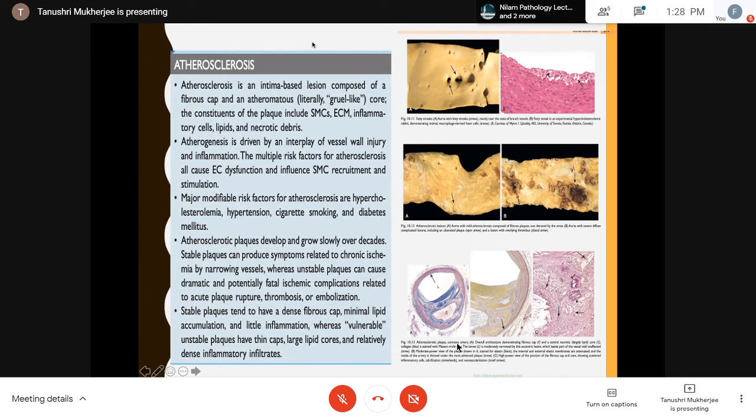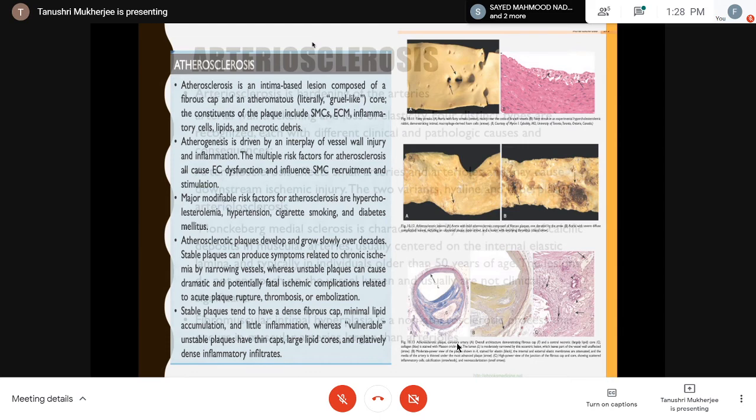The major modifiable factors are hypercholesterolemia, hypertension, cigarette smoking, diabetes mellitus. Atherosclerotic plaques develop and grow slowly from a fatty streak, with fatal complications like plaque rupture, thrombosis, and embolization. Stable plaques tend to have a dense fibrous cap, minimal lipid accumulation, and little inflammation, whereas vulnerable unstable plaques have thin caps, large lipid cores, and relatively dense inflammatory infiltrate.